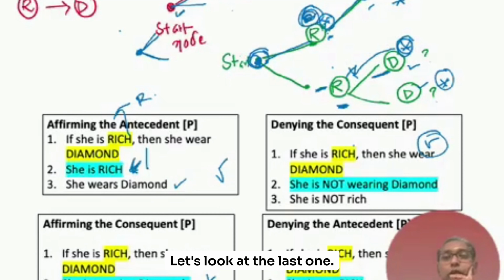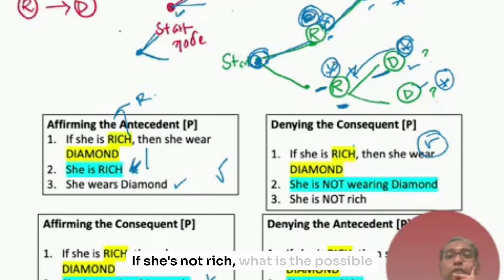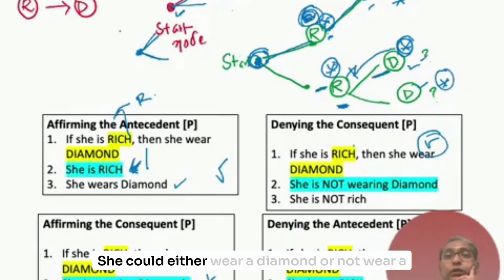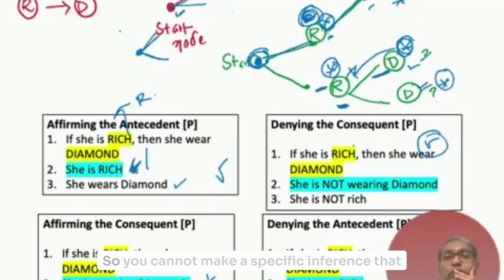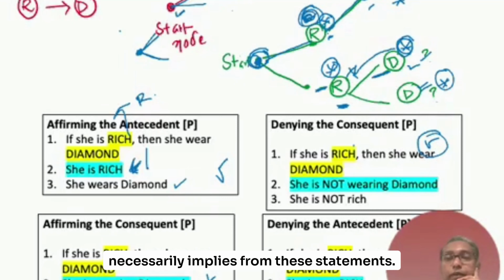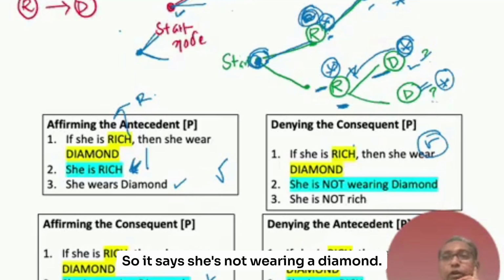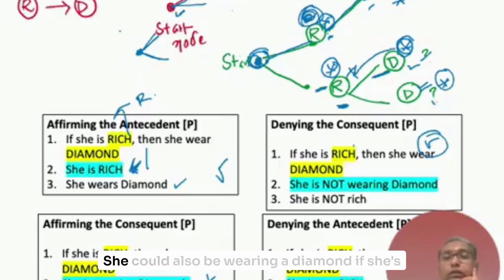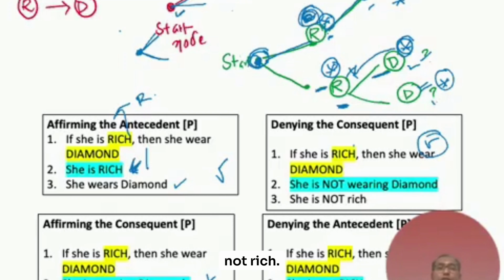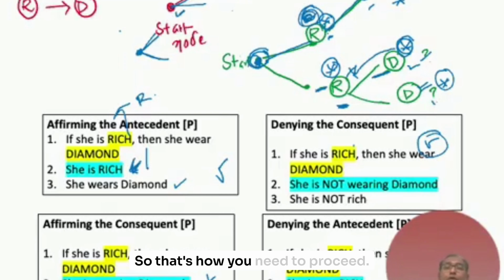Let's look at the last one. She is not rich. So you're starting from here. If she is not rich, what is the possible status of wearing a diamond? Well, there are two possibilities. She could either wear a diamond or not wear a diamond. So you cannot make a specific inference that is necessarily implied from these statements. So it says she's not wearing a diamond. No, this is just one possibility. She could also be wearing a diamond if she's not rich. So that's how you need to proceed.